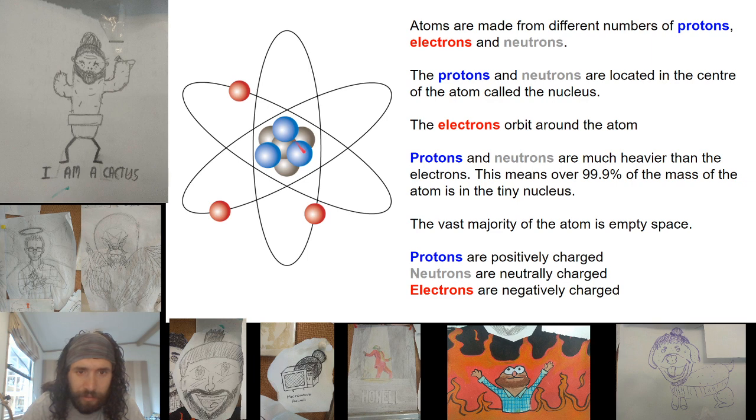Here we have protons and electrons. So you've got the same amount of positively charged and negatively charged particles. We have 3 protons here and 3 electrons. So this is a neutral atom.